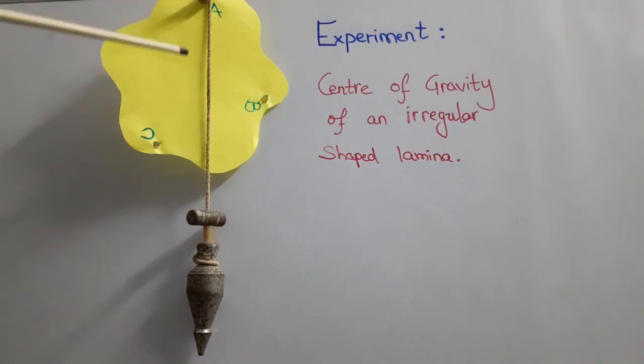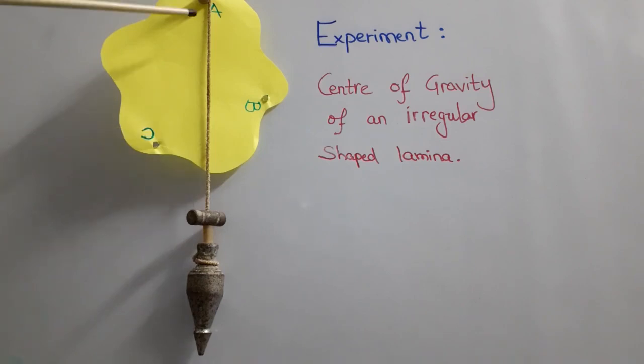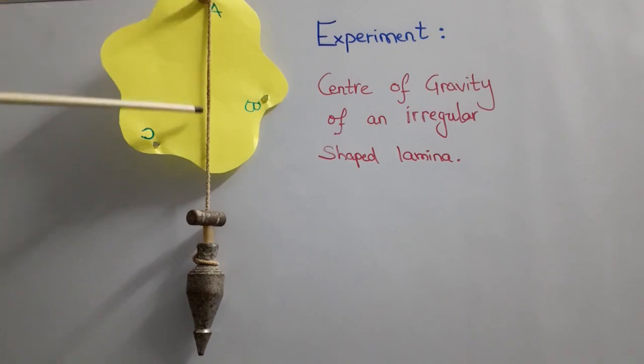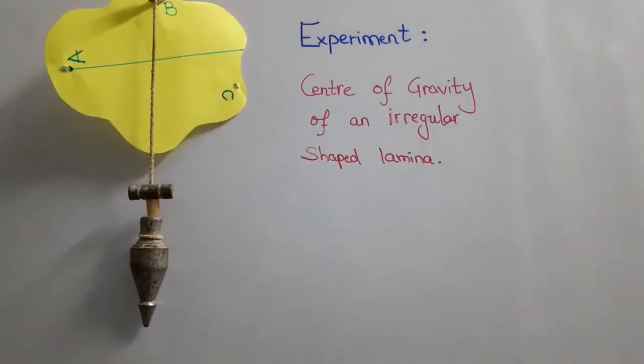So this string will show you whether it is exactly vertical or not, meaning perpendicular to the earth surface or not, right? I am going to draw a line on this lamina along the string of this plumb line, right? So from point A along the plumb line string I have already drawn a line. Now I have suspended this lamina from point B, and again I am going to draw a line along the string of this plumb line, right? Because I want exactly the vertical direction.